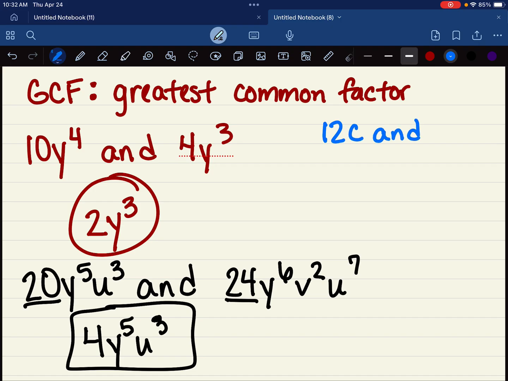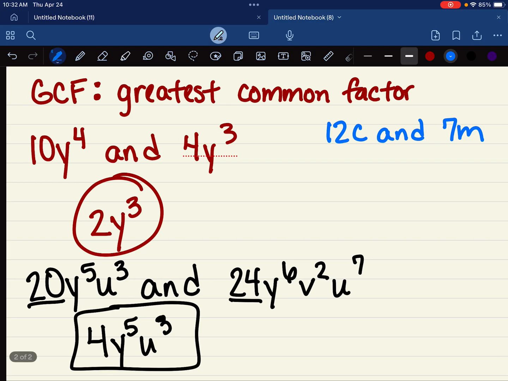12c and 7m. So, number part first. What's the greatest common factor of 12 and 7? 1. Correct. Because what's the only number you can divide 7 by? 7 and 1, right? 1 and itself. So 12 is not divisible by 7, so it has to be 1. What about variables? None. So what's my GCF here?